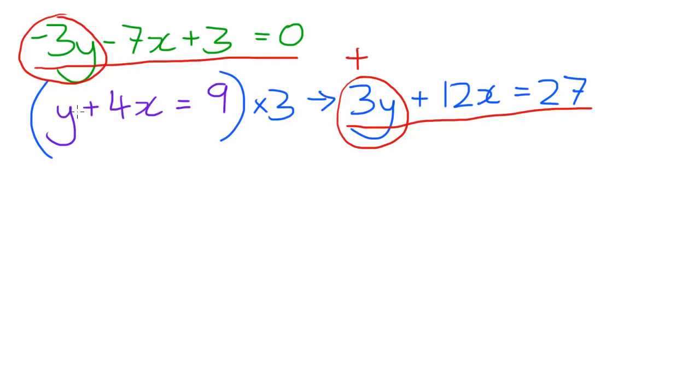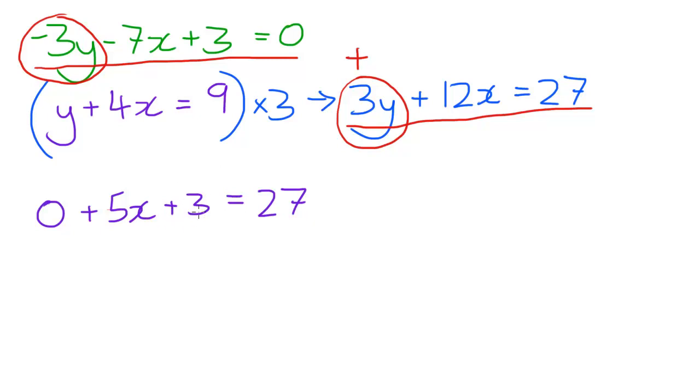This is perfectly legitimate. You can add equations together. So we have minus 3y plus 3y is going to be 0, so let's put that in. Then minus 7x plus 12x, that's going to be a plus 5x. And then we've got 3 plus nothing there, so we've got plus 3 there, and then 0 there, plus 27, so that equals 27. So then we have 5x plus 3 equals 27.